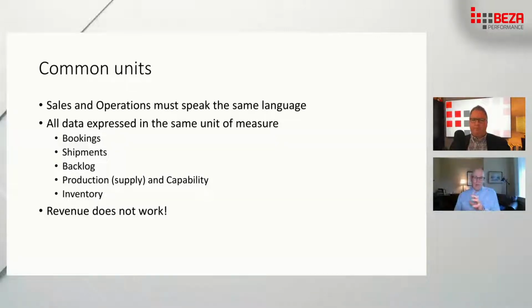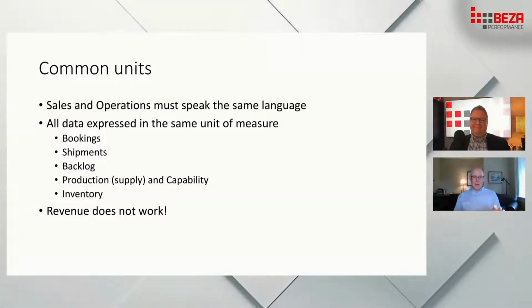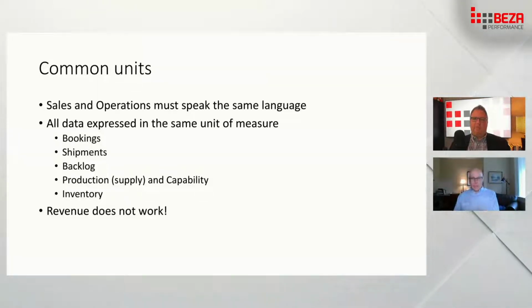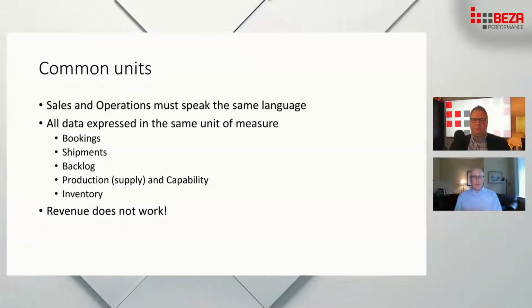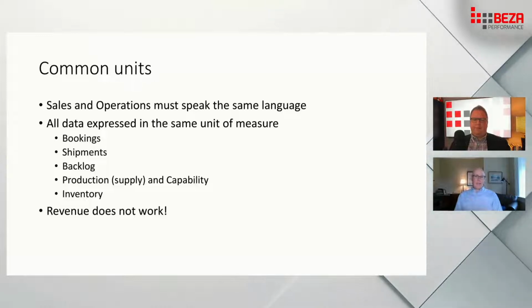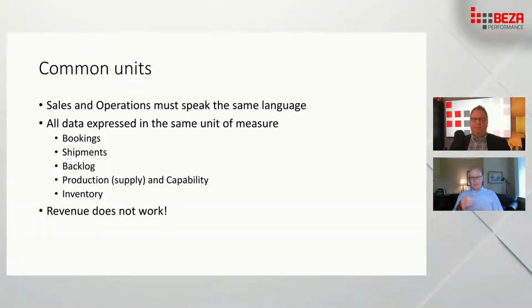Okay. And really it dovetails nicely into this next one, because I can't have that conversation and put that chart together unless everybody's looking at common units. And I just said sales and operations on this, but I could add engineering, if I've got new product introduction coming on. We have to be talking in the same language. And so that means all data has to be expressed in the same unit of measure: bookings, shipments, backlog, production and capability, and inventory.